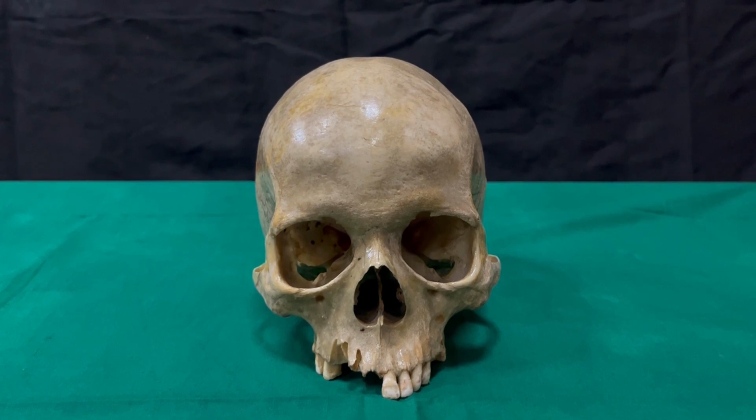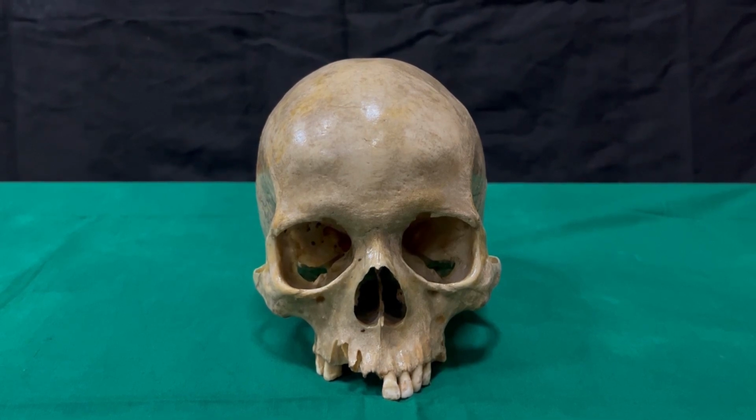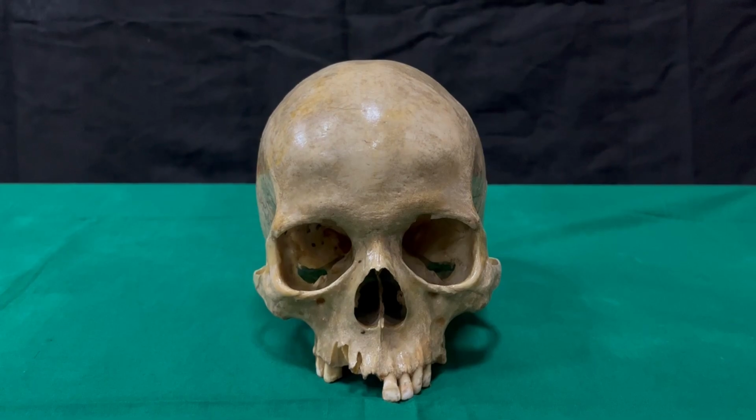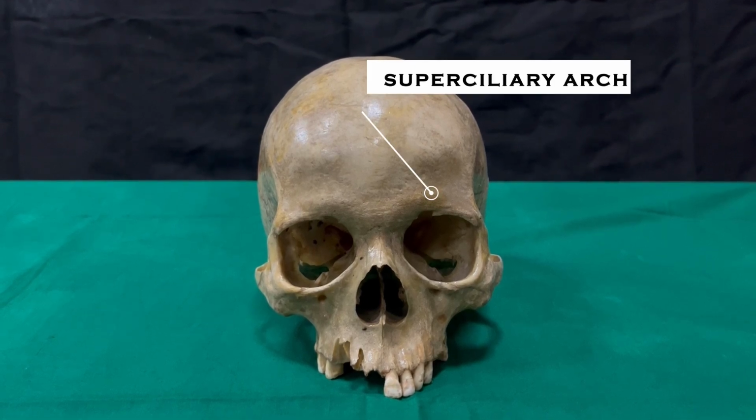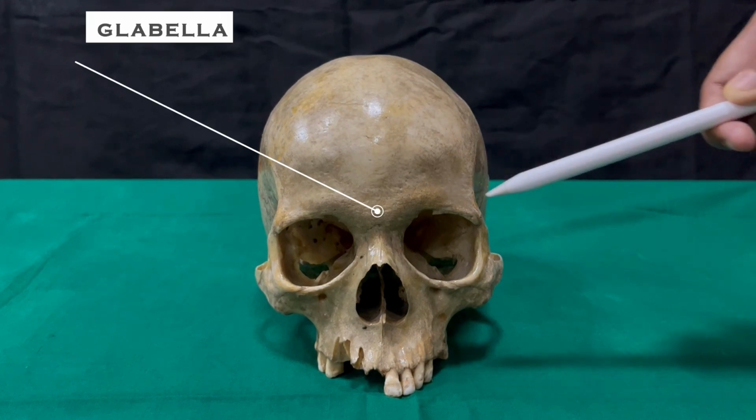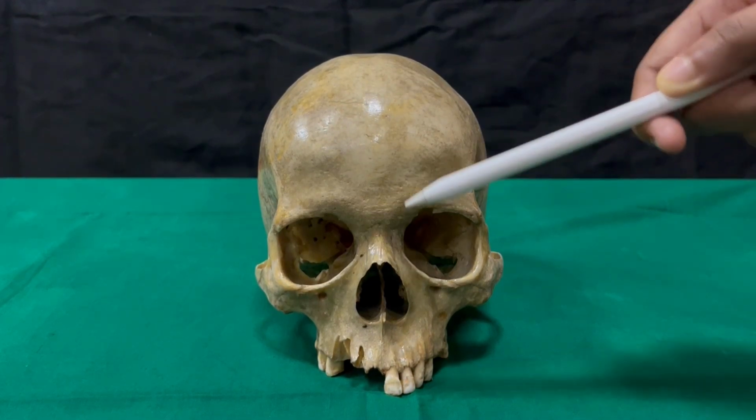The face can be studied under 5 major topics. The first region is the frontal region, which presents several features: the superciliary arch, the glabella, and the nasion. The second most prominent feature are the orbits.